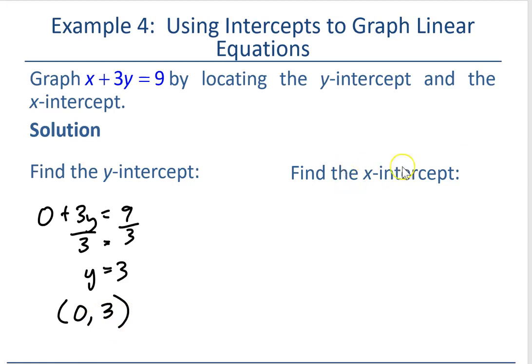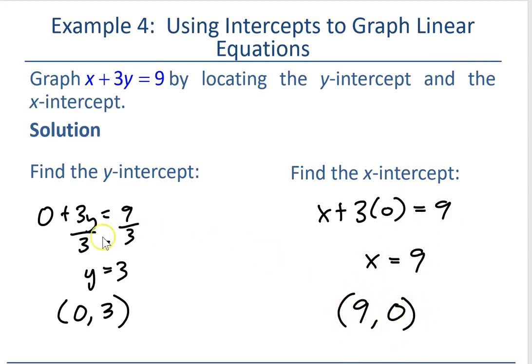Well, let's find the x-intercept. Remember, when you have the x-intercept, that's when y equals 0. So we can come in here and go x plus 3 times 0 equals 9. Well, 3 times 0 is just 0, and that leaves us at x equals 9. And so here, you're going to have (9, 0). Normally you could graph these, but I don't have a graph for that right now, so let's look at one that we will have a graph for. So let's look at this one right here.